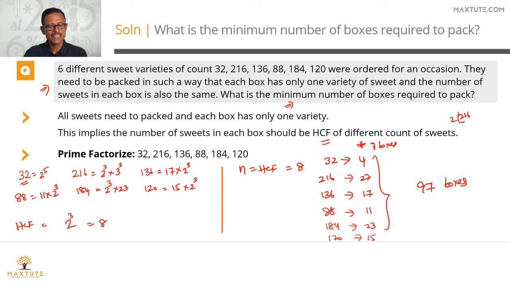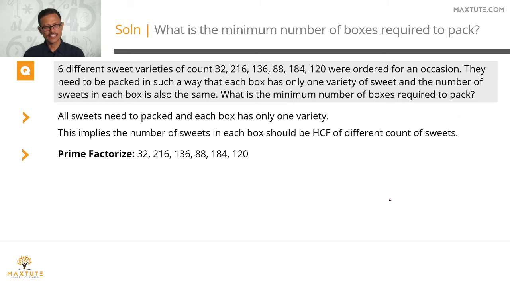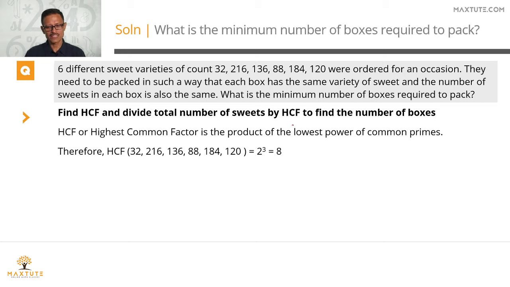Watch out, finding the HCF is not just enough. HCF tells you the number of sweets in the box. What we have to find out is the number of boxes. There's a slightly different approach to get to this answer. We'll quickly run through it. Finding the HCF is definitely a step that we can't escape. We have prime factorized this. We have found out the HCF. HCF works out to 8. Now, all I'm going to do is count all of these sweets and find out the total number. There's a total number of sweets I have.